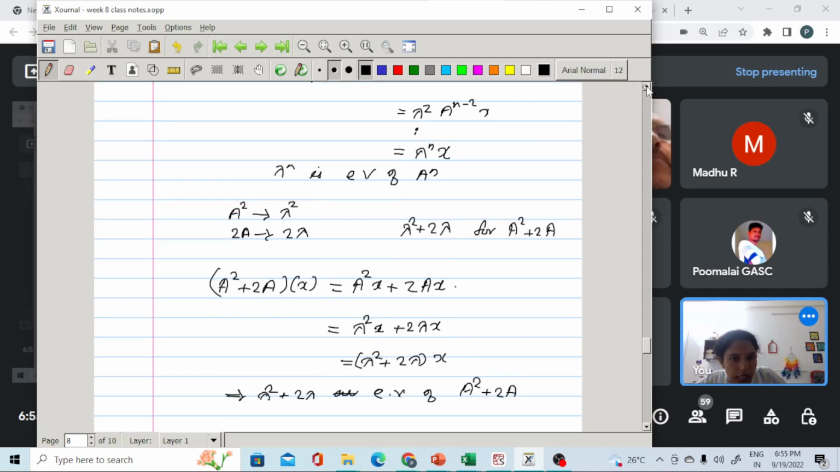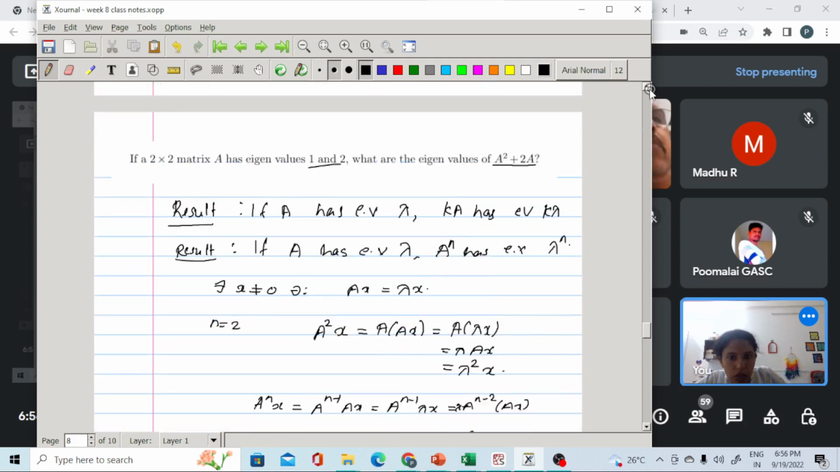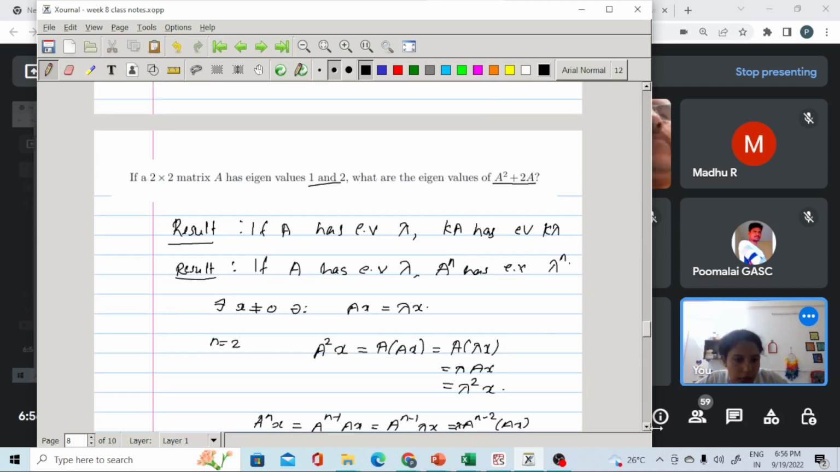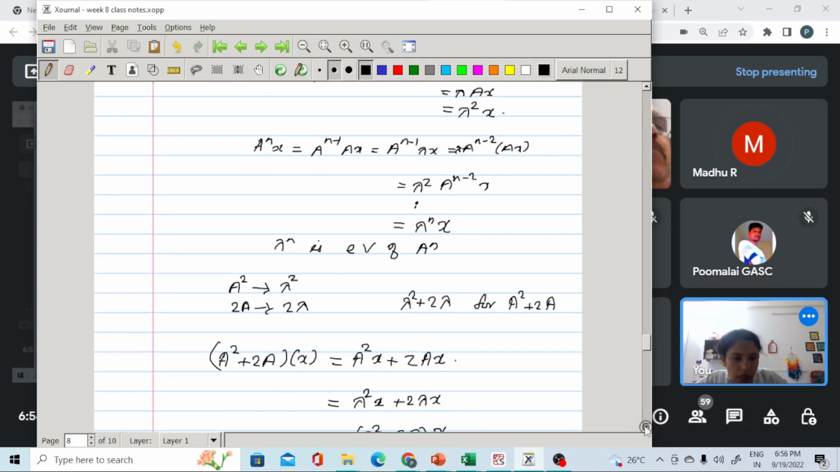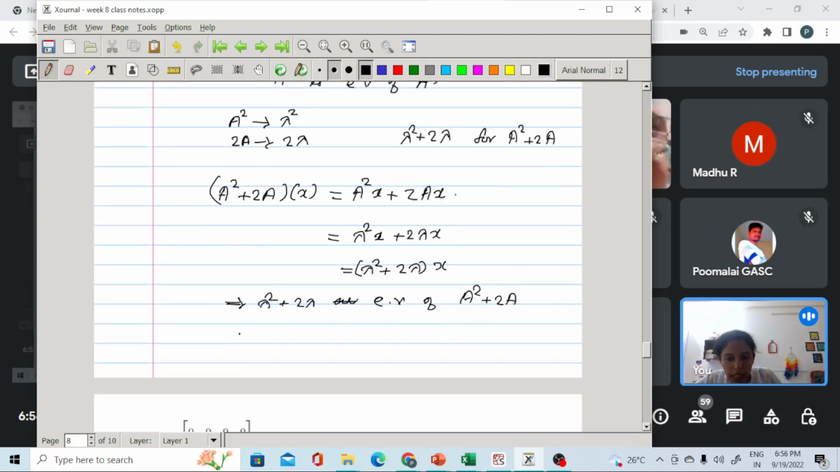For A, we already have two eigenvalues given, 1 and 2. So what are the values of lambda square plus 2 lambda here? For 1, it is 1 plus 2, that is 3. For 2, it is 4 plus 4, 8. So 3 and 8 are the eigenvalues.